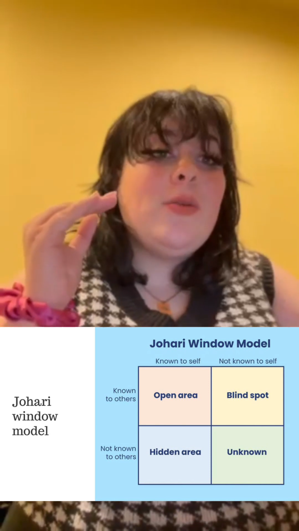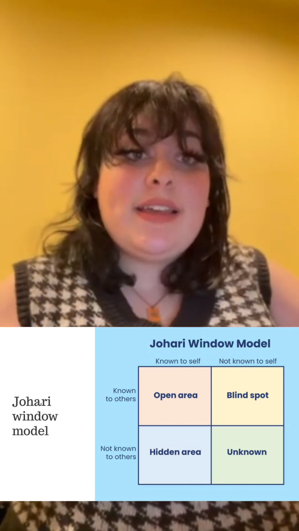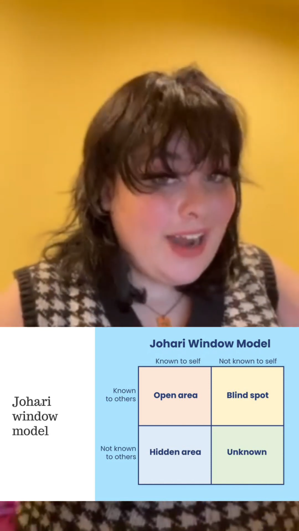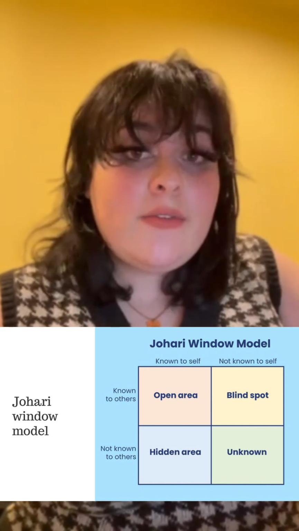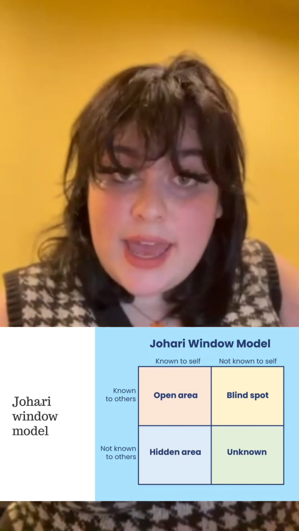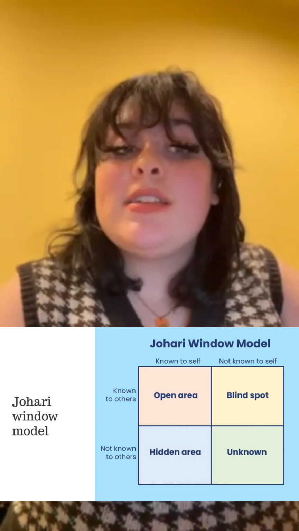So now we go into the second square, which is called blind. Our awareness factor gets a little bit bigger. So this is things that you are unaware of, but others know about you. So you don't even know the things that other people are thinking of you or the traits that you might possess.